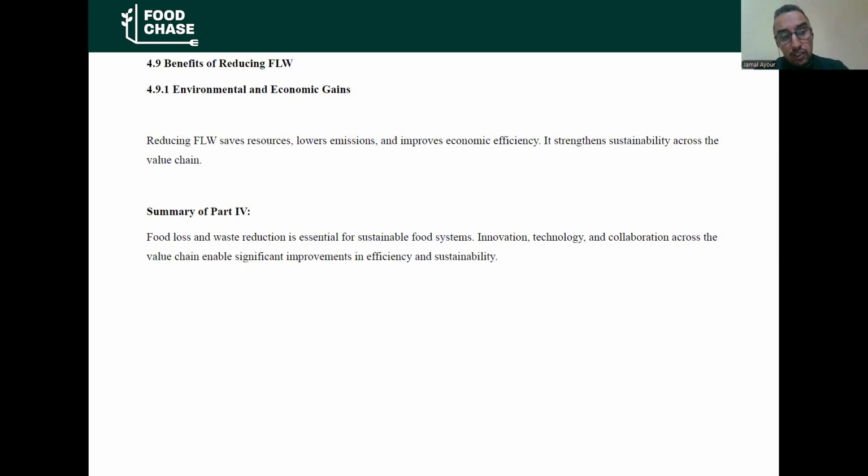Finally, as a summary for this part, number 4, food loss and waste reduction is essential for sustainable food systems. Innovation, technology, and collaboration across the value chain enable significant improvements in the efficiency and sustainability of the agri-food industry in general, for different sections, but it depends in general on the activity. It depends on the means of each industry to invest in the new technology applied for this question of food loss and waste. That is all for part number 3 and part number 4.